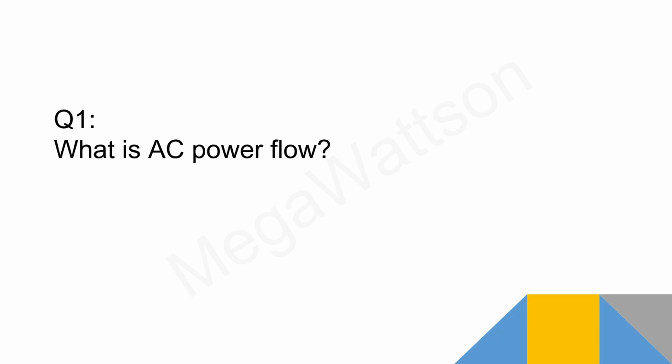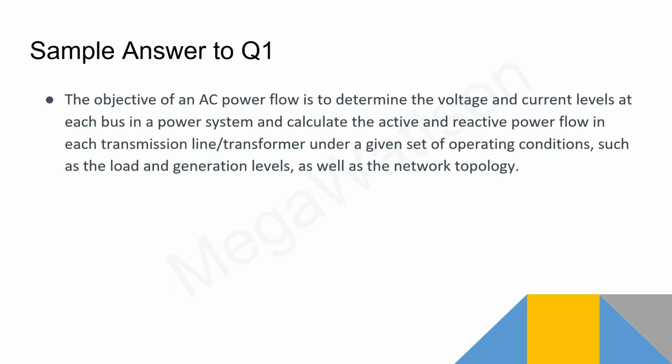Question number 1. What is AC power flow? The objective of an AC power flow is to determine the voltage and current levels at each bus in a power system and calculate the active and reactive power flow in each transmission line or transformer under a given set of operating conditions, such as load and generation levels, as well as network topology.